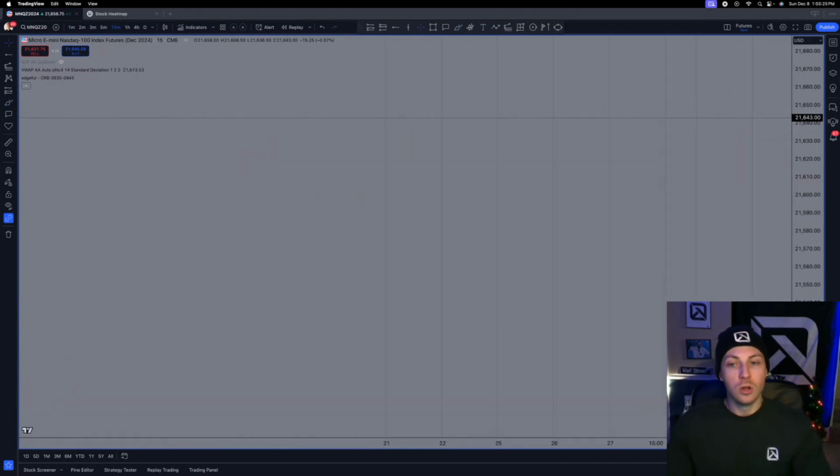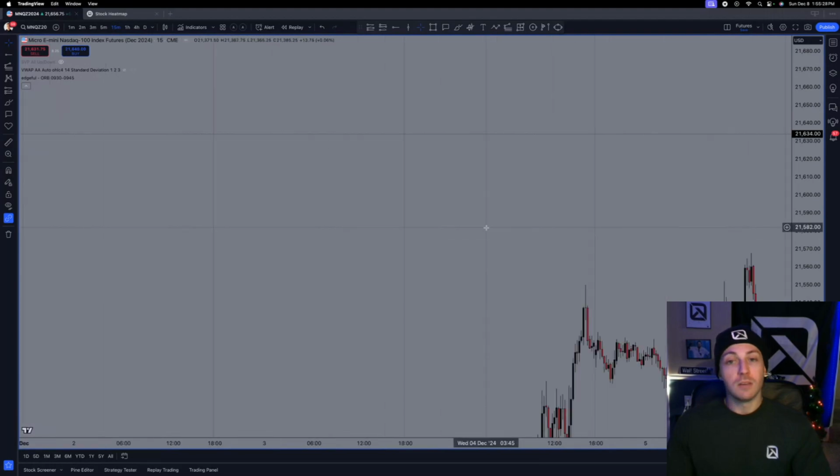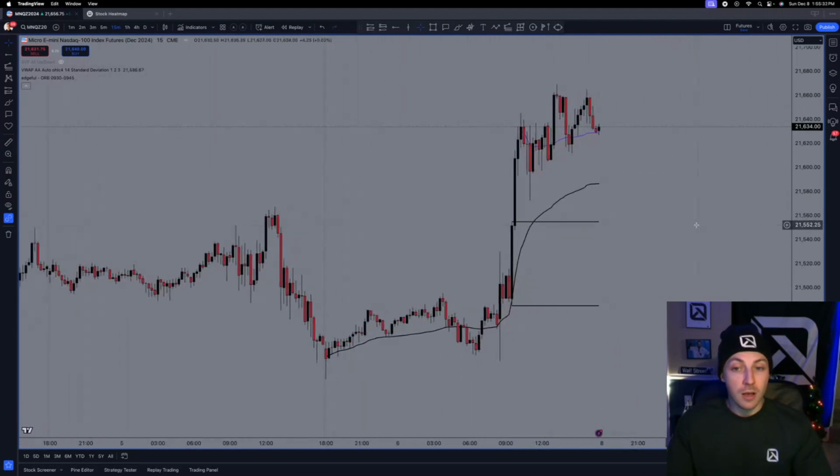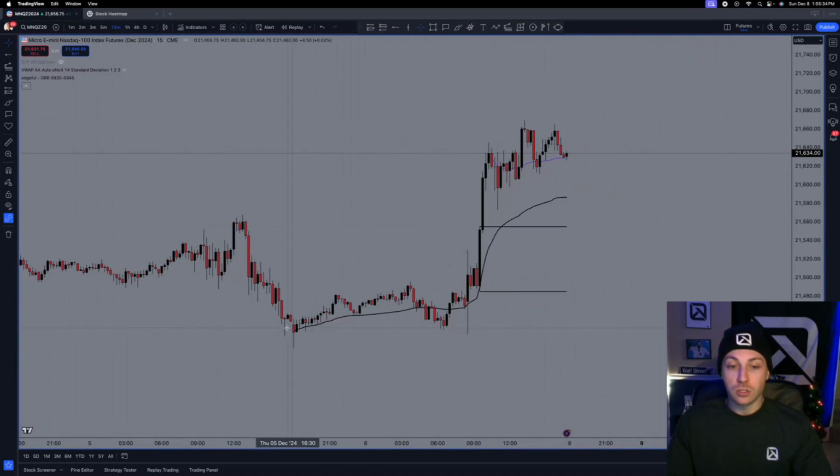But we could even take it to a 15-minute. Now with the 15-minute, how I'm placing my VWAPs is I am looking at the electronic trading hours. So now you can see the price action 24/5. You can see that from the changeover at 6 p.m. all the way to where we are heading into the session.